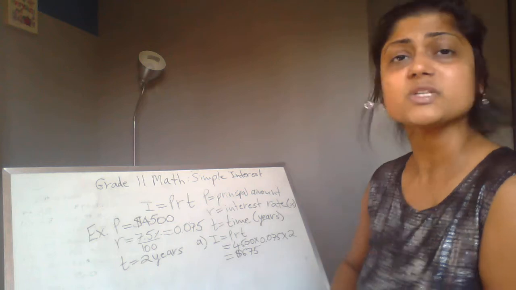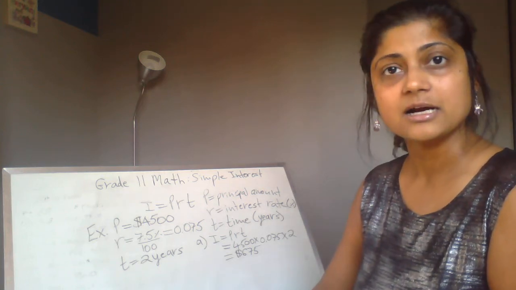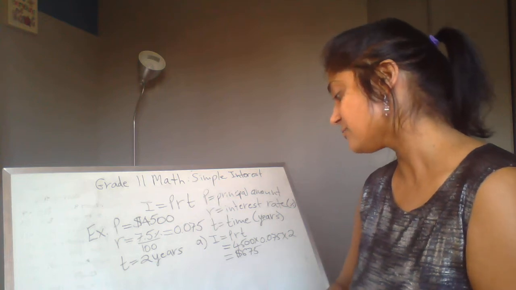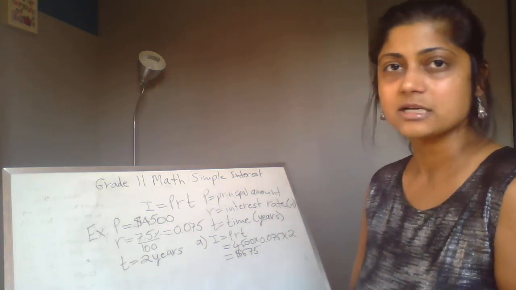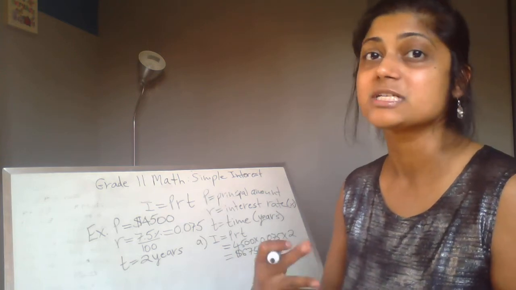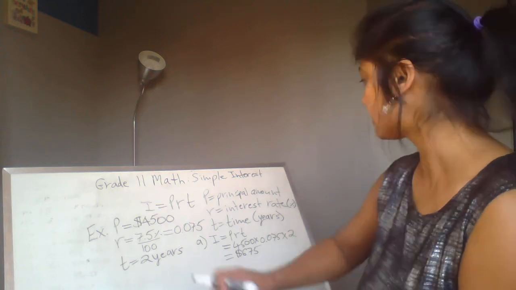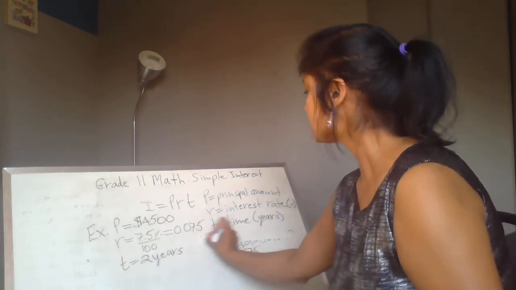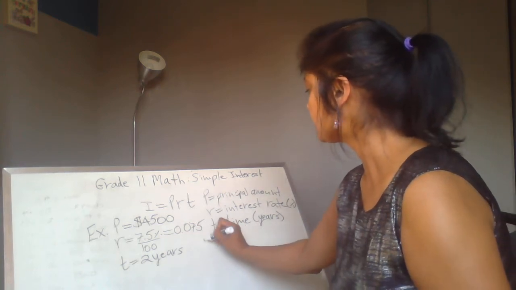With that, let's go to part B. Part B says how much will his investment be worth at the end of the term. This is a 2-year term. Basically, I want to know how much money I am going to have in my bank account at the end of these 2 years. So I'm going to take this off over here, and I'm going to put B.